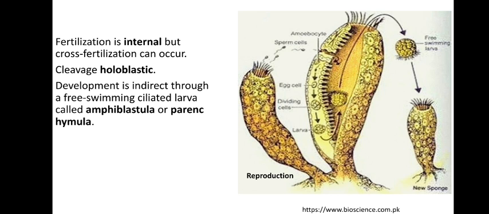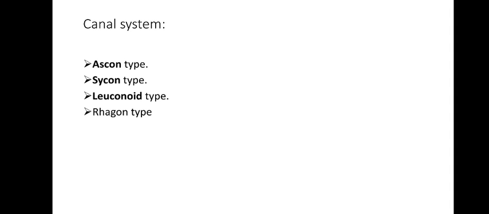And development is indirect. Indirect development means there is a larval stage in the life cycle. The larval stage is generally different from the parental one, the adult. So if during development there is a stage which is totally different from the adult, and to become an adult the organism must pass through that stage, such a stage can be called a larva. If a larval stage is present, the development is called indirect development. And in Porifera, you find two types of larval forms. One is called amphiblastula, the second one is called parenchymula larva.